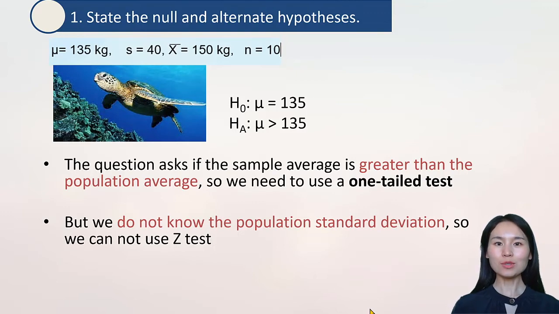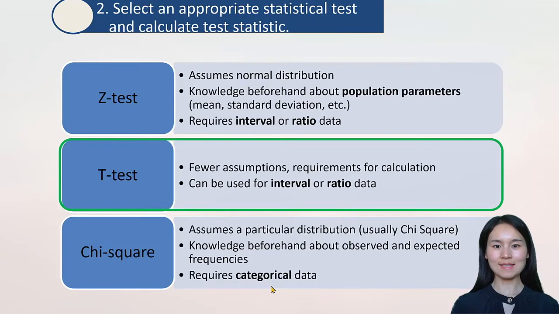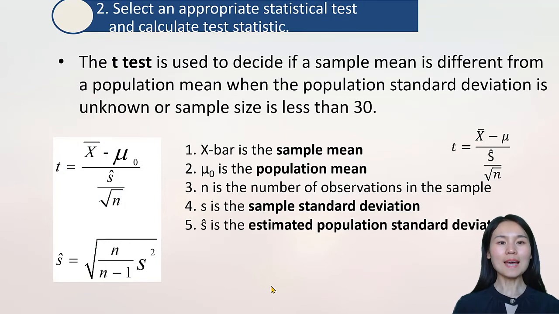So which test do we use then? In this case, we use t-test. In t-test, we have fewer assumptions or requirements for calculations. And for the data type, it is still interval or ratio. The t-test is used to decide if a sample mean is different from a population mean when the population standard deviation is unknown or sample size is less than 30.